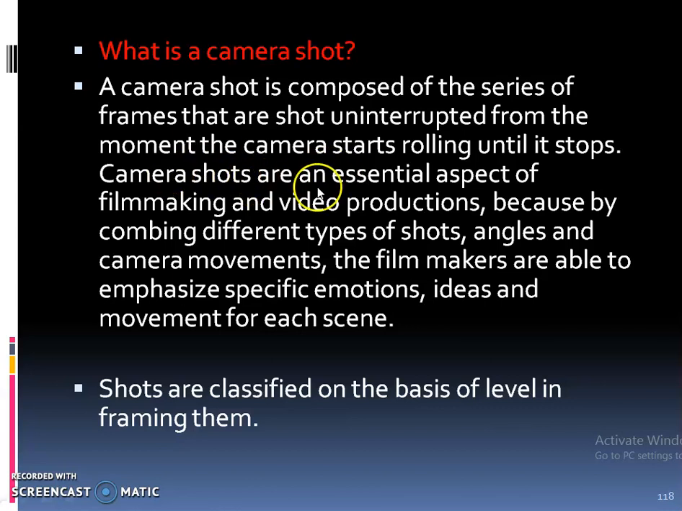Camera shots are an essential aspect of filmmaking and video production because by combining different types of shots, angles and camera movements, the filmmakers are able to emphasize specific emotions, ideas and movements for each scene. So shots are classified on the basis of level in framing them.